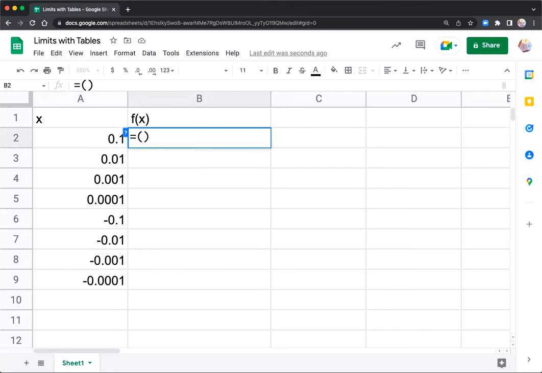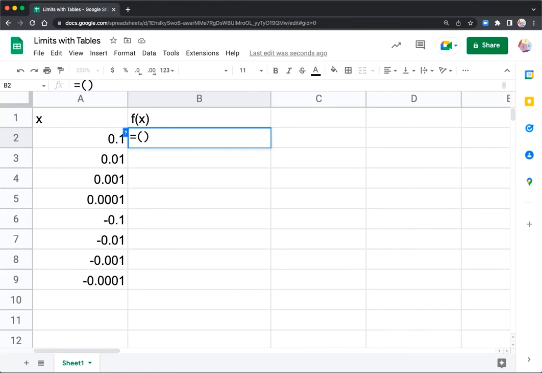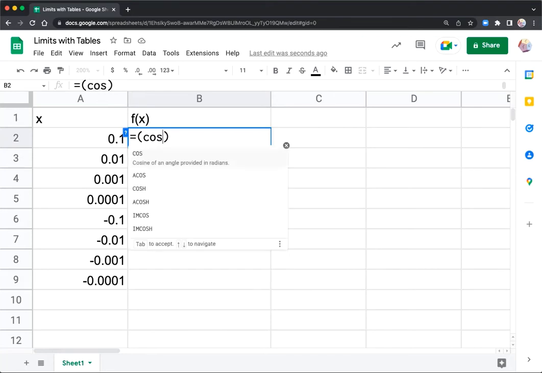In a spreadsheet, it's very important because it doesn't format as nicely as it does in Desmos, so it's kind of harder to keep track of where you're parenthesizing things. So these parentheses are for my numerator. And then what do I have to put in? That cosine. So I'm just going to type COS.